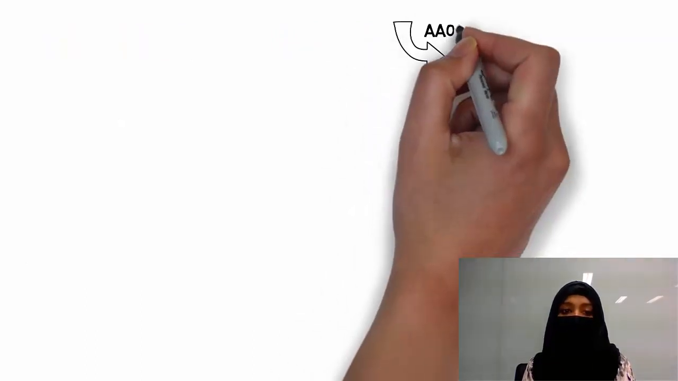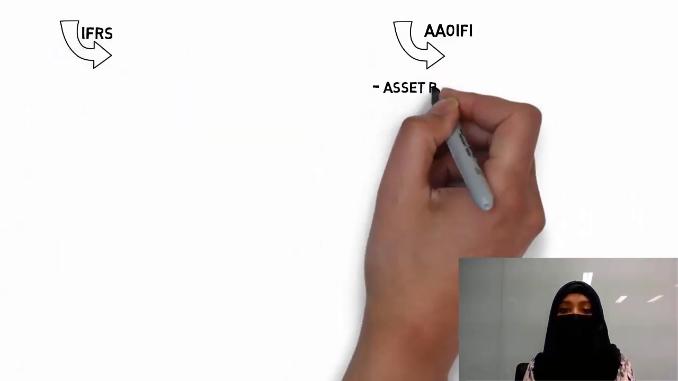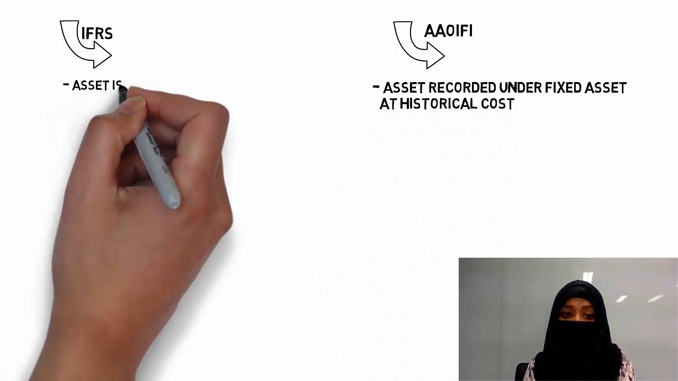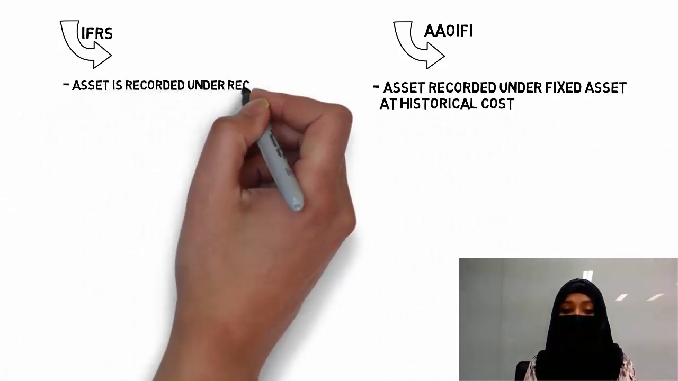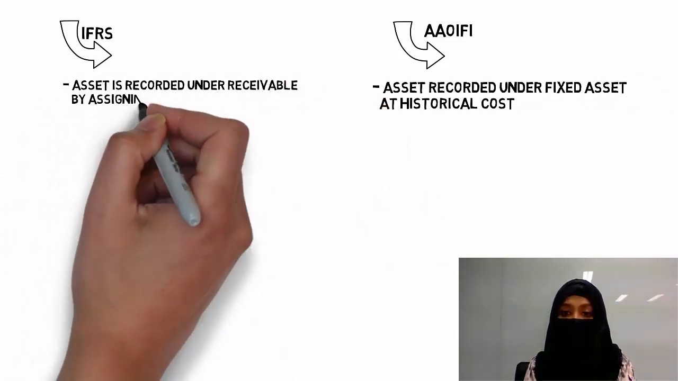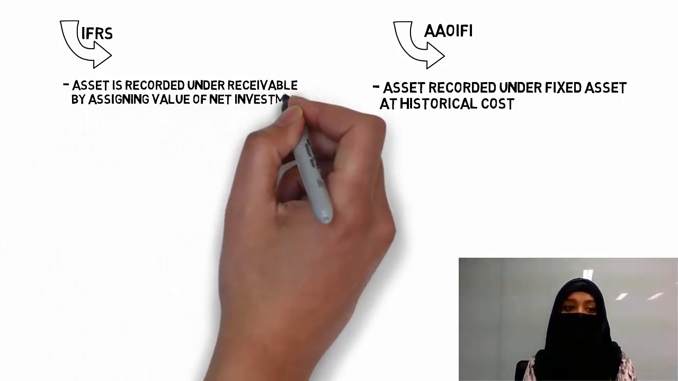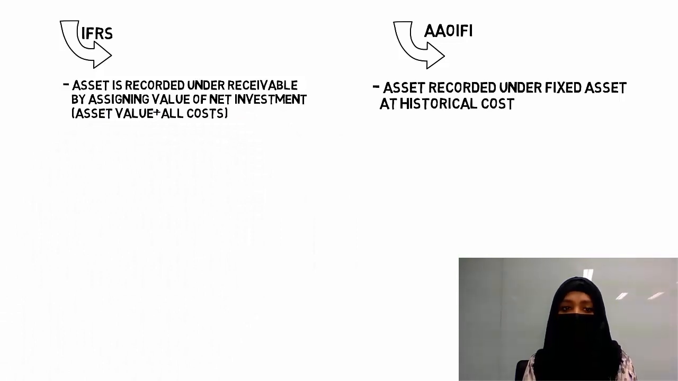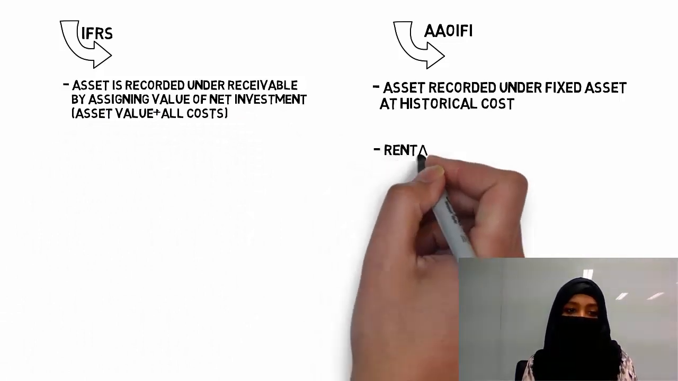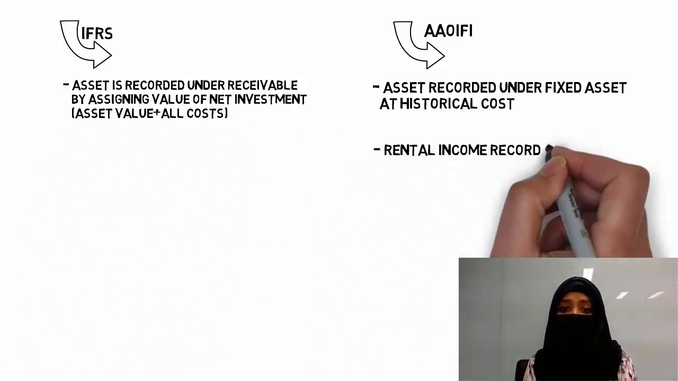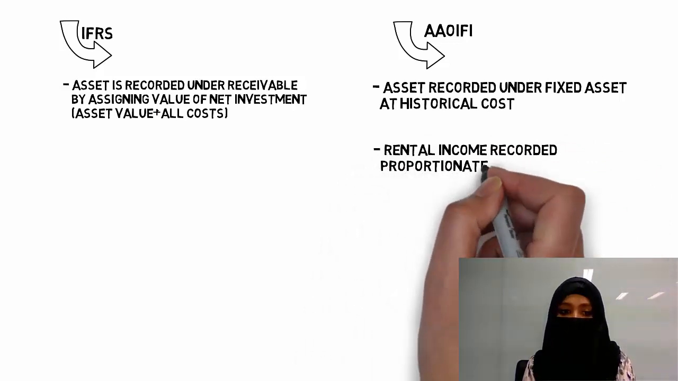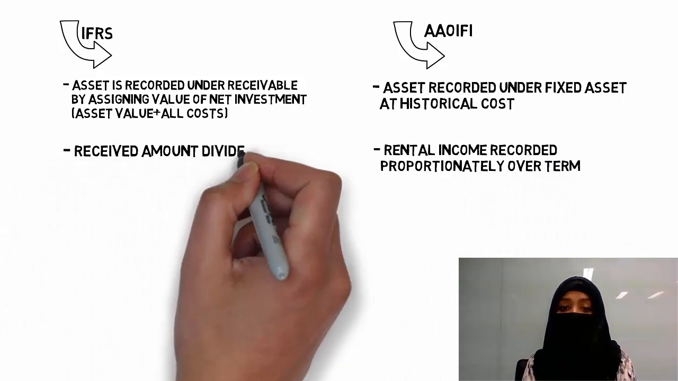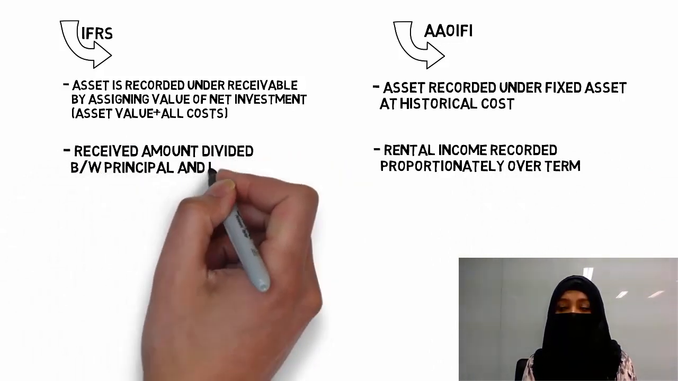Under AAOIFI, the asset is recorded under fixed assets at historical cost at the time of the inception of the lease. In IFRS, the asset is recorded as receivables by assigning the value of net investment, the value of the asset plus all costs which are incurred when you make the asset available for use. Secondly, in AAOIFI, the rental revenue should be recognized over the Ijarah term proportionately, while under IFRS, the amount received is allocated between principal and finance income, interest.